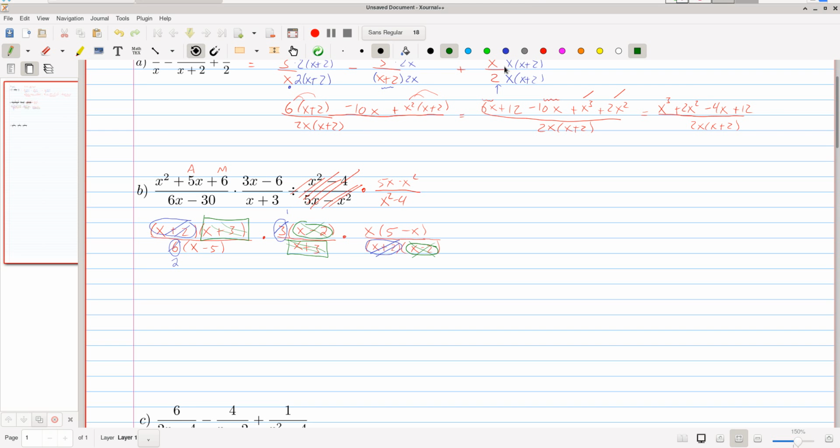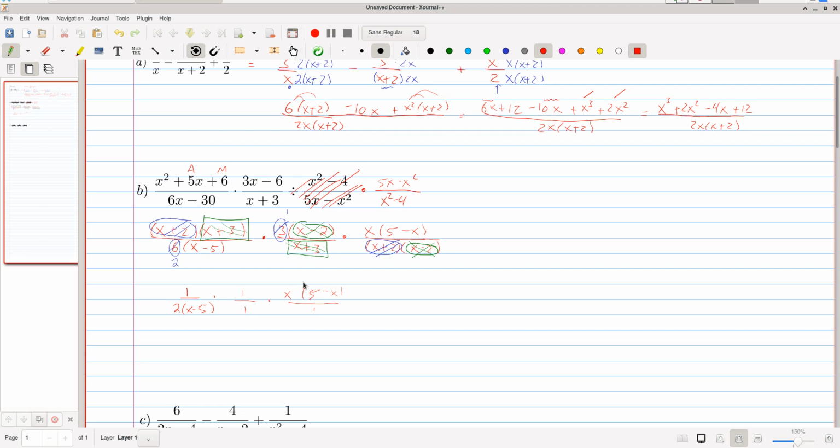This is starting to get a little cluttered, so let's rewrite what is left in this fraction. So we've got 1 over 2x minus 5. That's all that's left for the first fraction. The second one, we've got 1 over 1. The last one, we've got x(5 minus x) over 1.